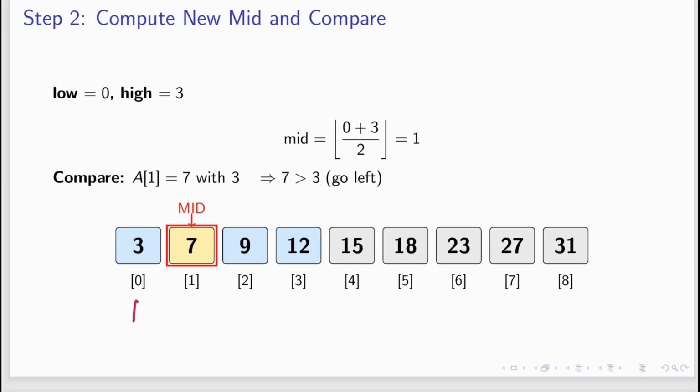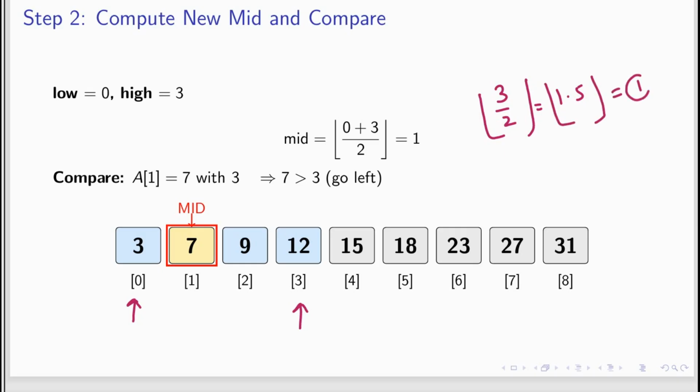Now low is on 0 and high is on 3. 0 plus 3 divided by 2, that is 3 divided by 2. The answer will be 1 actually. 3 over 2 is the floor value, meaning 3 over 2 is 1.5. Taking the floor, you will take only 1. Okay, mid will be on index number 1.